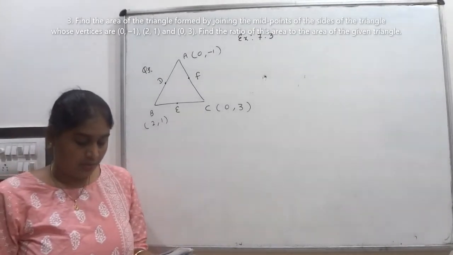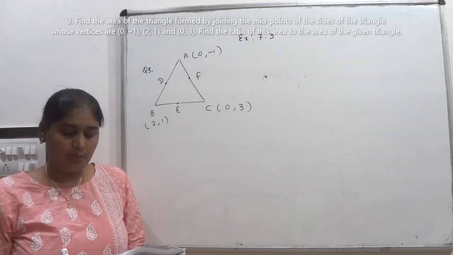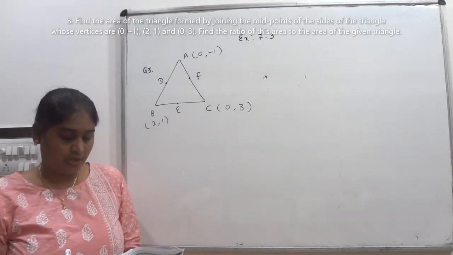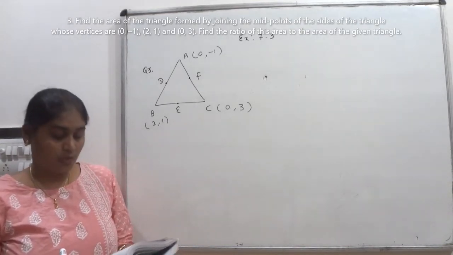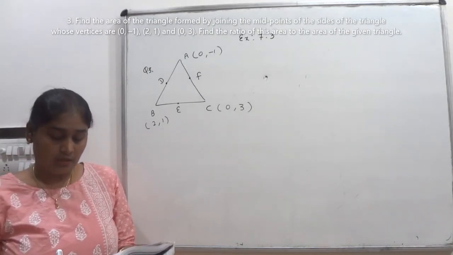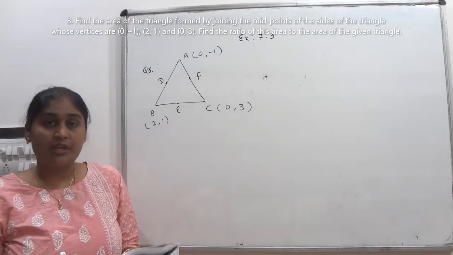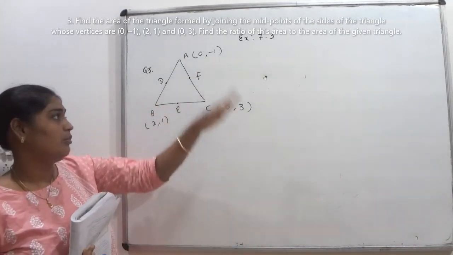Question number 3. Find the area of the triangle formed by joining the midpoints of the sides of the triangle whose vertices are (0, -1), (2, 1) and (0, 3). Find the ratio of this area to the area of the given triangle. Here one triangle is given to you with 3 points.